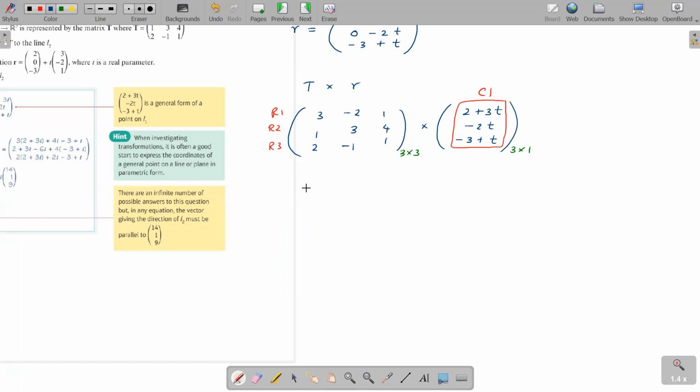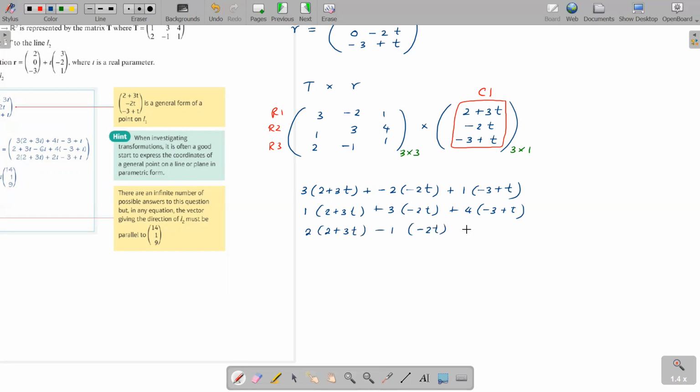So when you get a 3 by 1 matrix, shall we multiply? 3 times (2 plus 3t), and then you add minus 2 times minus 2t, and 1 times (minus 3 plus t). Are you with me? I multiply the first row's elements with the column elements. The second one is 1 times (2 plus 3t) plus 3 times minus 2t plus 4 times (minus 3 plus t). This is the second element in the 3 by 1 matrix. The next one, 2 times (2 plus 3t) minus 1 times minus 2t plus 1 times (minus 3 plus t). Are you with me?